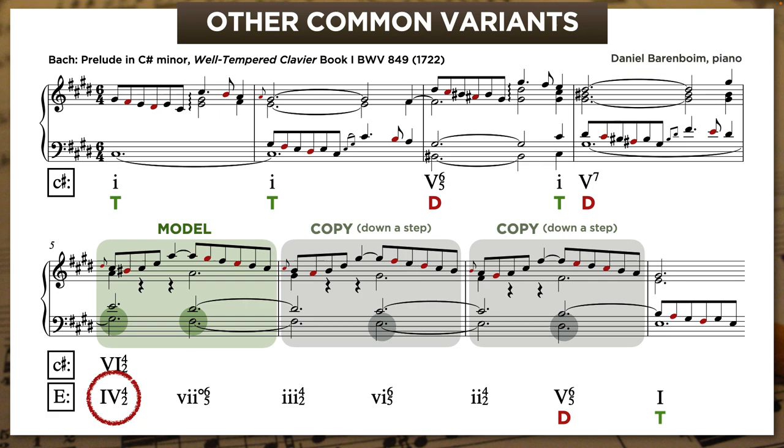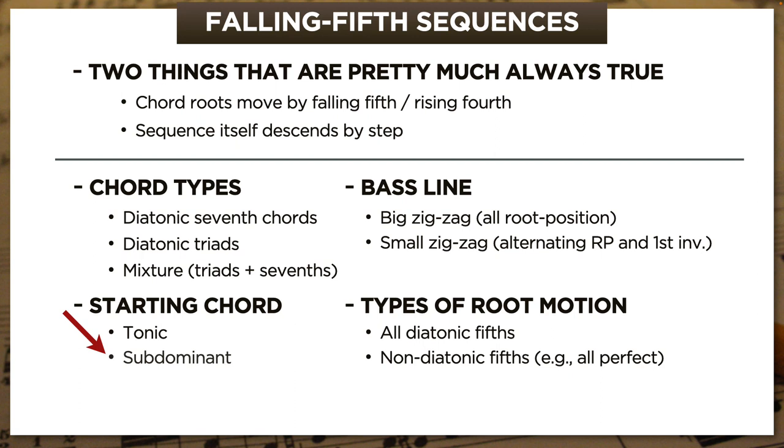So let's mark this down. The starting chord is often 4 instead of 1, and the bass can sometimes be a slow stepwise descent when we alternate first and third inversion 7th chords. Let's listen to the whole thing.